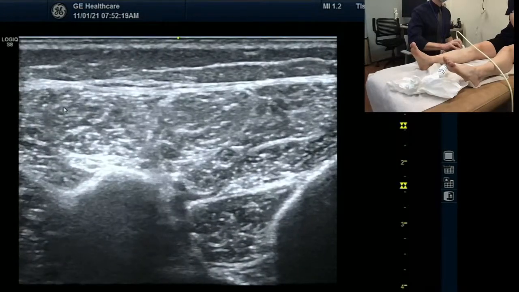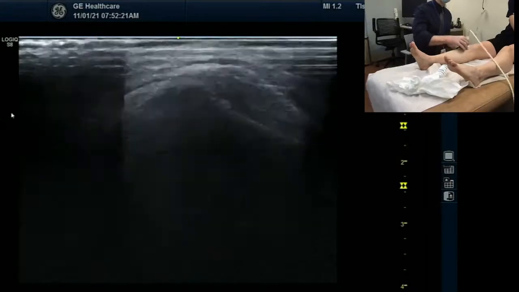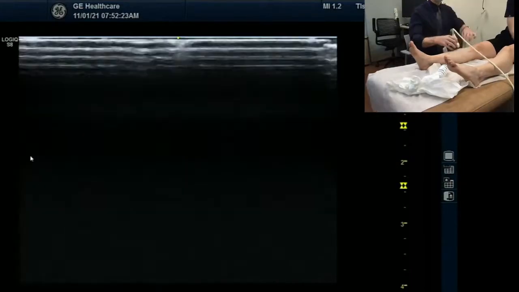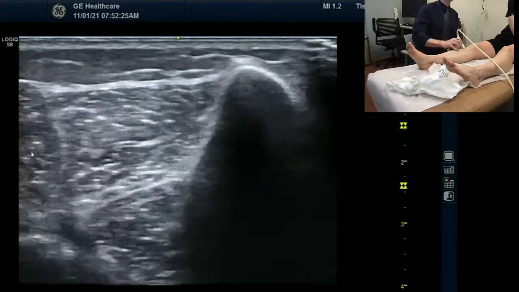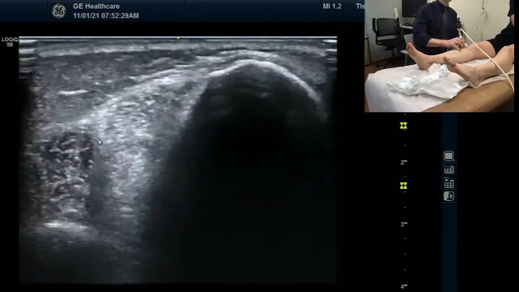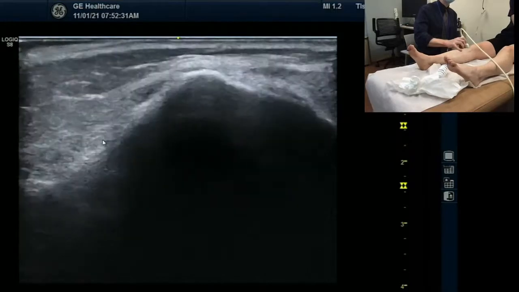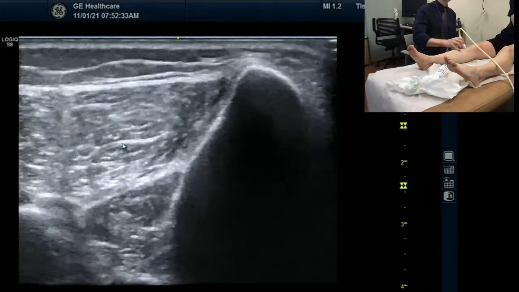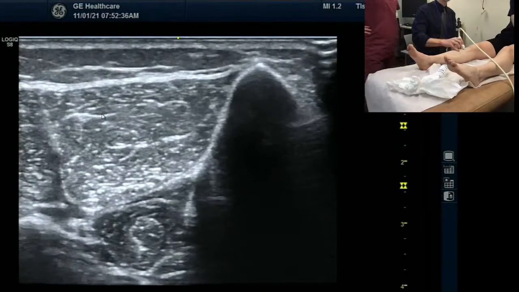Tibialis. The lateral aspect. No, wait, hold on. I confused myself. So that's TA, okay, right here. This is TA right off the tibia. It's very small up here, and then as I come more distally, now it's in full view. So that's the tibialis anterior.